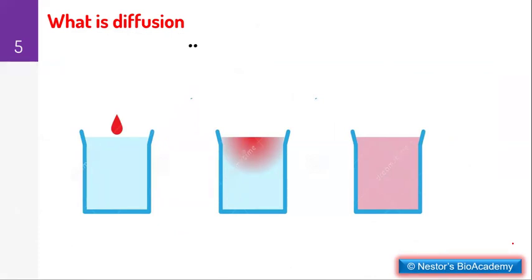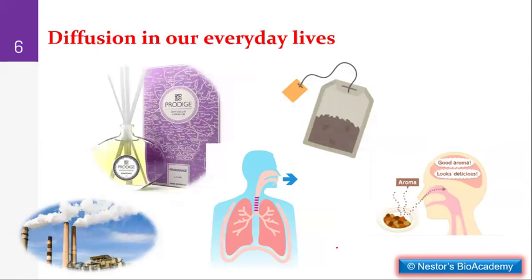You realize that over time, the red color of the ink spreads from the point where the drop of the ink has been introduced all the way to a point where now the ink molecules become evenly distributed. If you look at the final illustration on this end, you realize we have a uniform color distribution there, meaning the dye or the ink molecules have been evenly distributed. This is a classical example of diffusion.